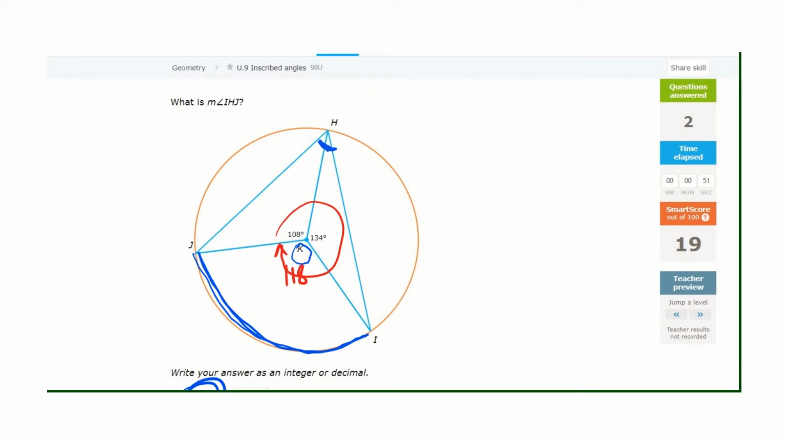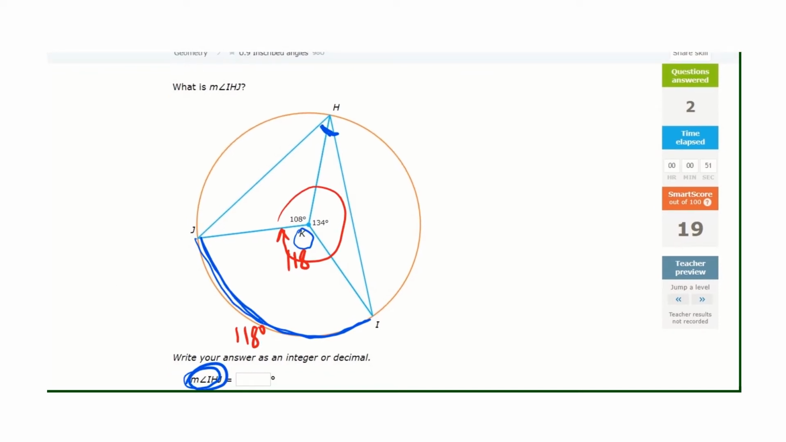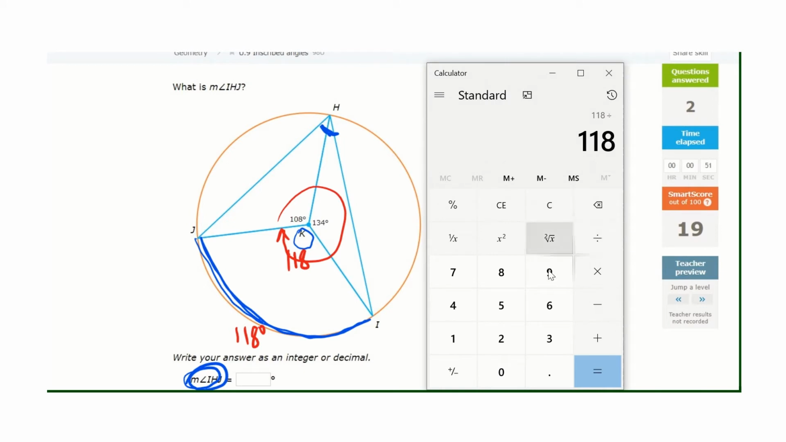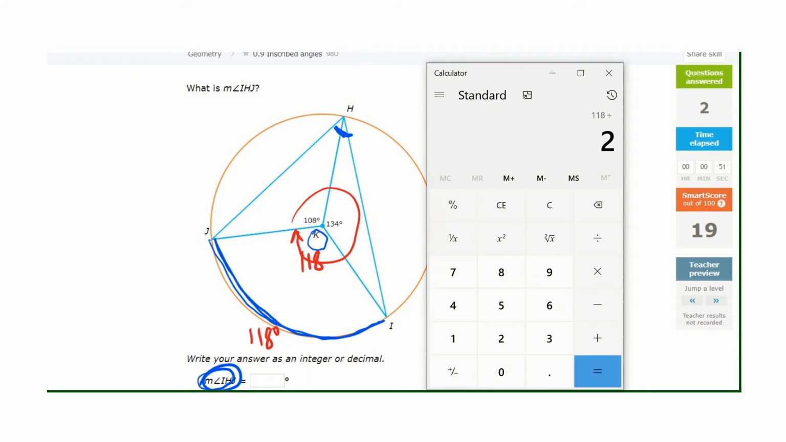118, and that means this is 118. But they didn't ask for those, right? We were just using this as stepping stones to get to IHJ. So we take that number, I'm going to bring the calculator back, and divide by 2. So a lot of these problems, the last step, you're either doubling to get the big angle in the middle, or cutting in half in this case to get the inscribed angle. 59.